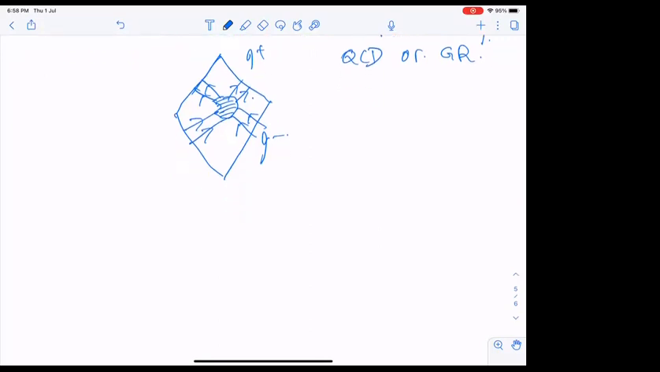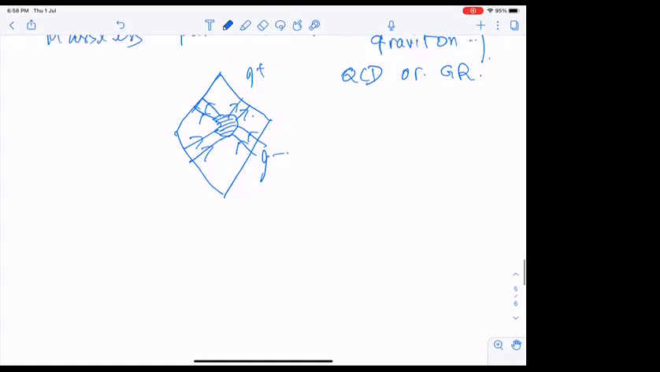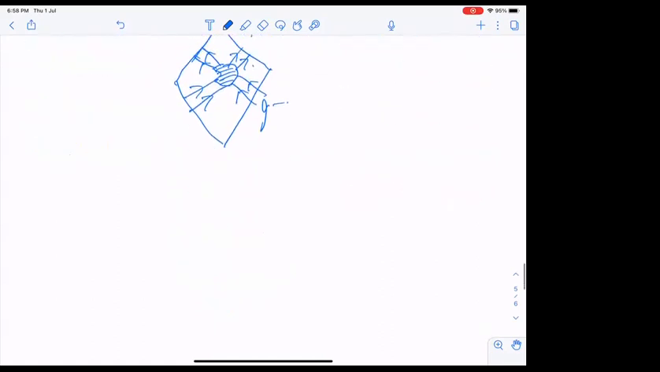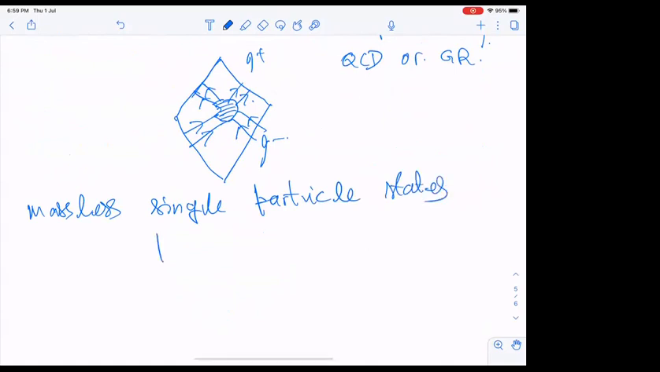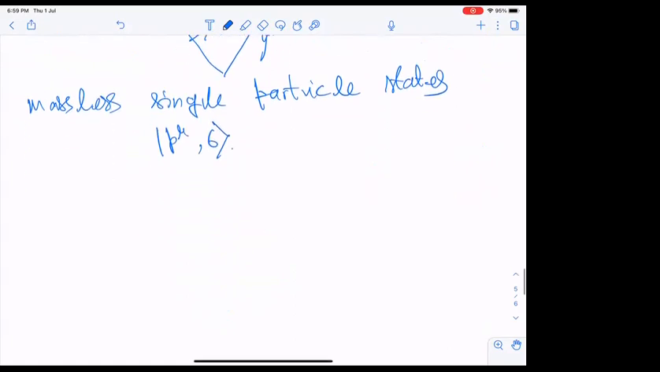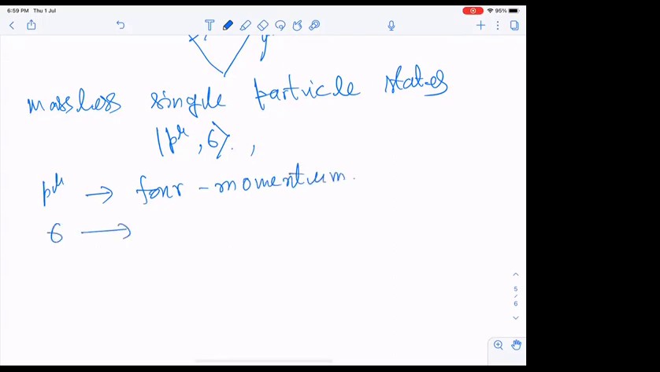Okay. Now, in order to do this, first let us define what we call celestial amplitudes, and what is the way to do that. Now, the massless single particle states are of this form, p mu sigma, where p mu is the four momentum and sigma is the helicity. Okay, now it is massless, so this thing is null.